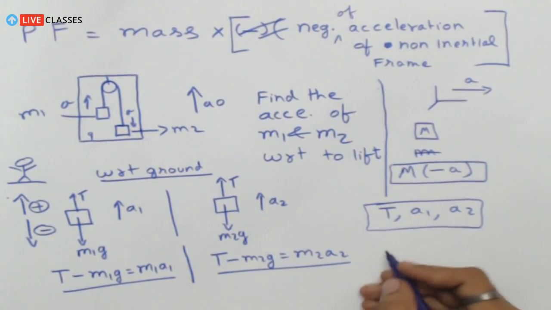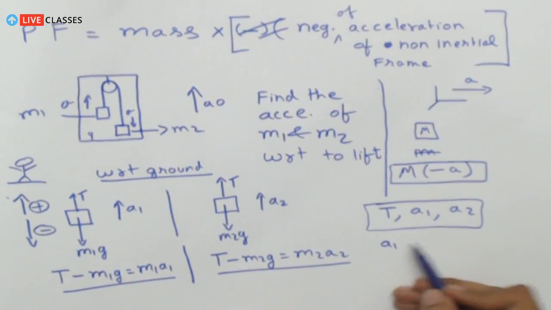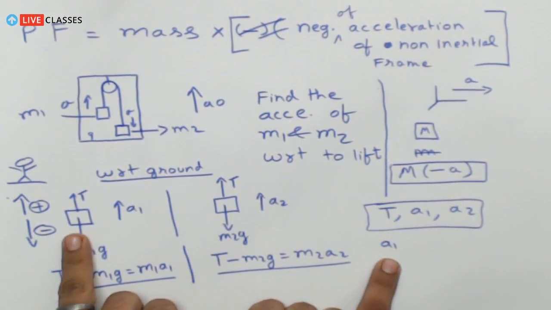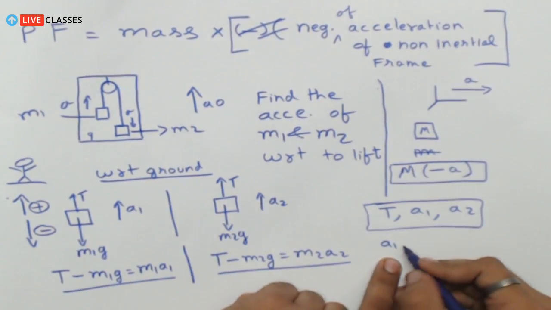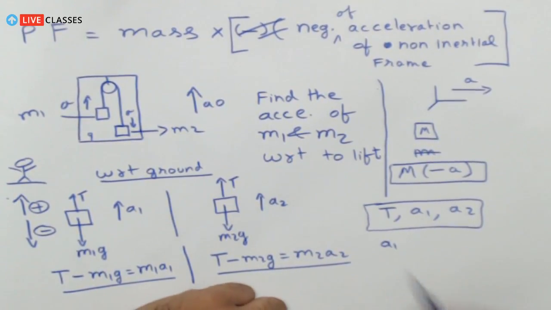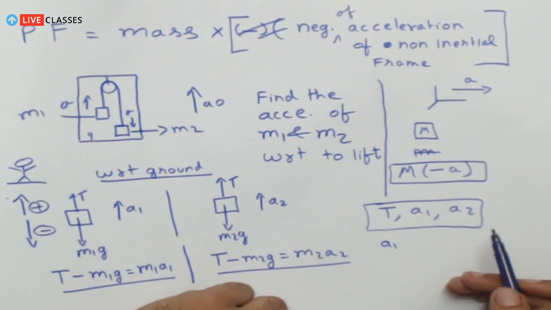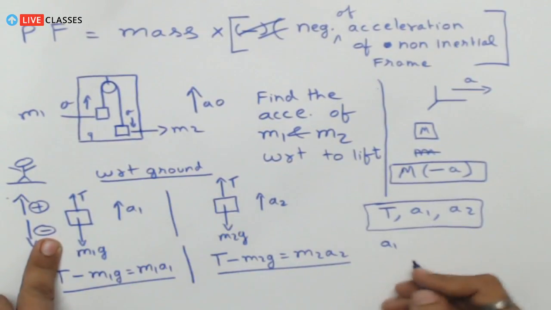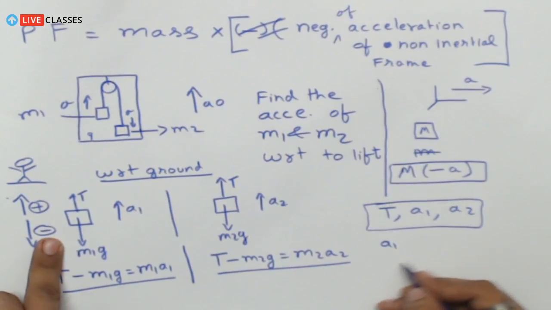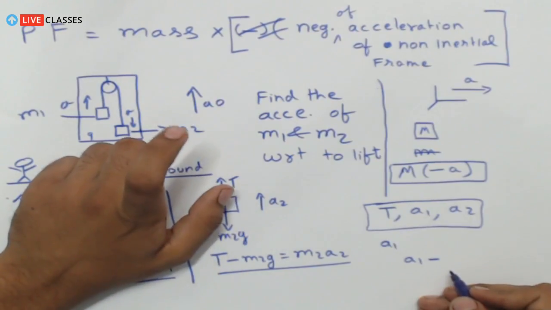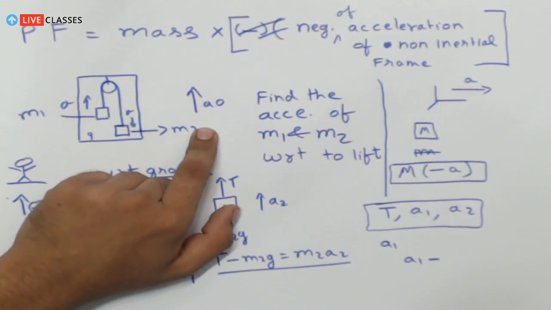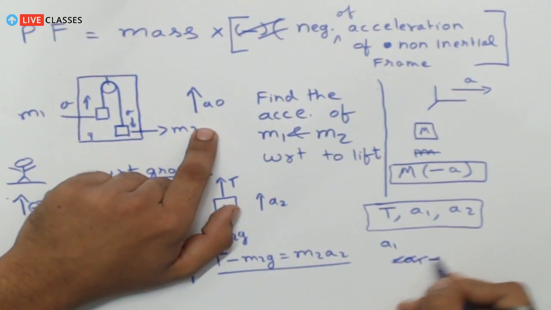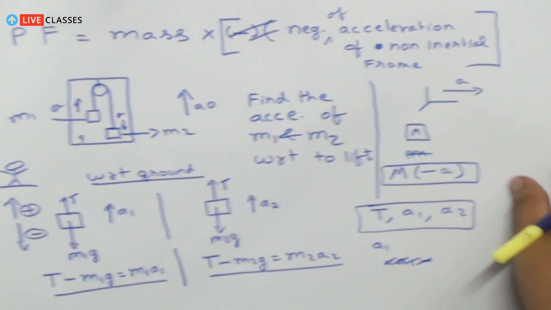So what we will do now, we will write a1. What is this? a1 is the acceleration of block 1 with respect to ground. So to write the acceleration of block 1 with respect to the lift, with your knowledge of relative motion, you will write a1 minus the acceleration of the frame which you are writing. It's a little hodgepodge, so we'll do it on the next page.